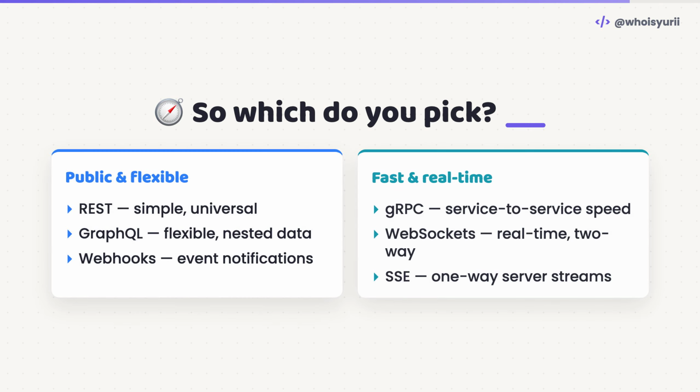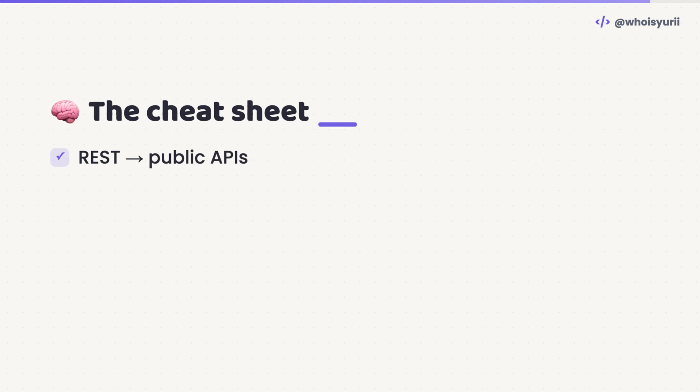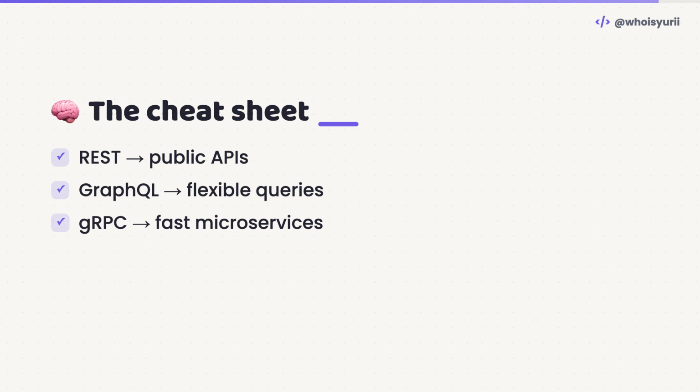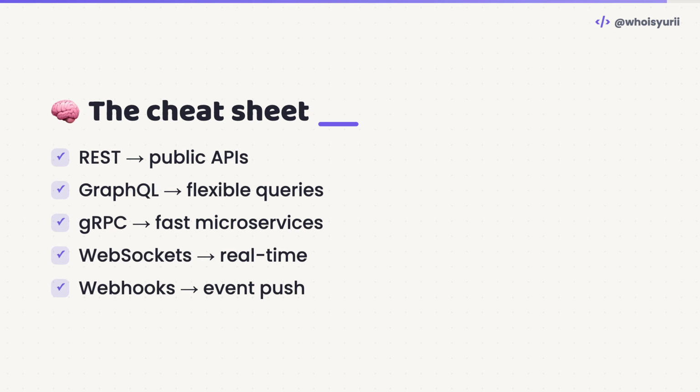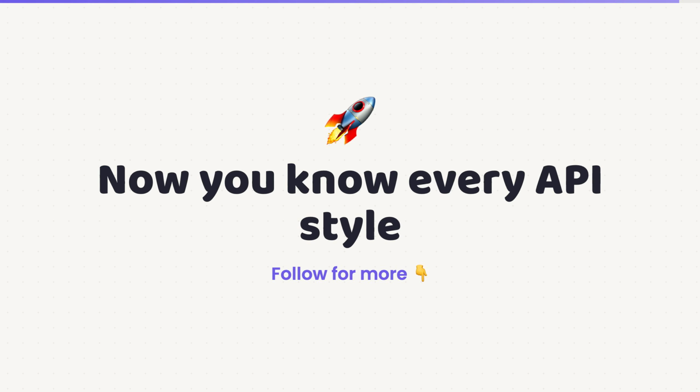So how do you choose? Public and flexible? Reach for REST, GraphQL, or Webhooks. Need raw speed or real time? That's gRPC and WebSockets. Here's the whole thing in one breath: REST for public APIs, GraphQL for flexible queries, gRPC for fast microservices, WebSockets for real time, and webhooks for events. And that's every major API style, from REST to webhooks. Pick the one that fits your problem, not the one that's trending.